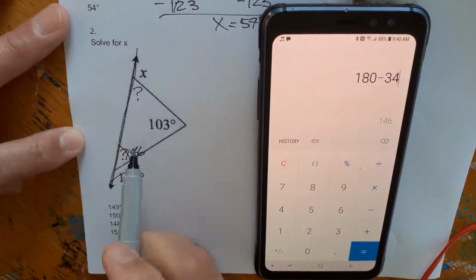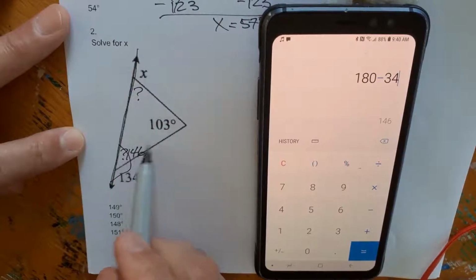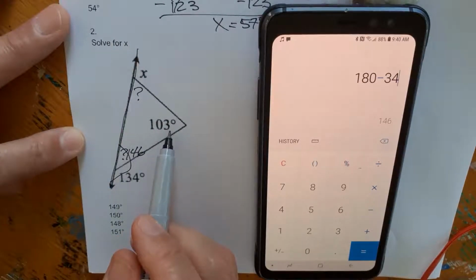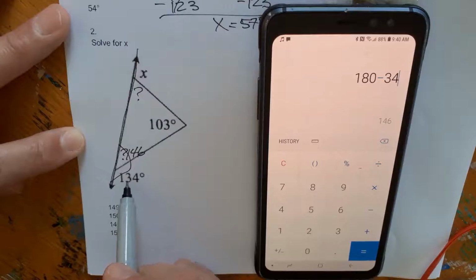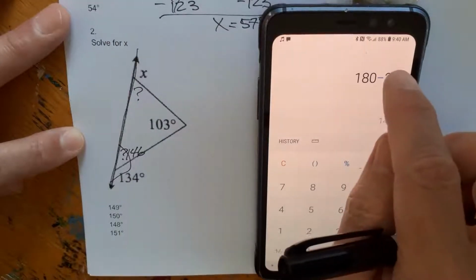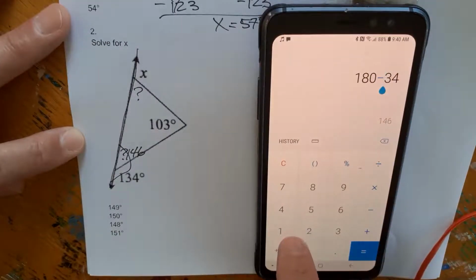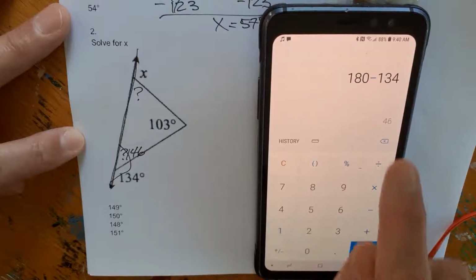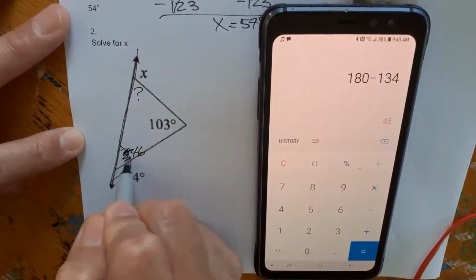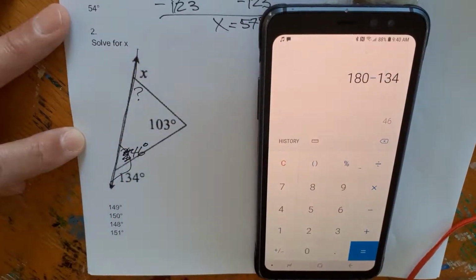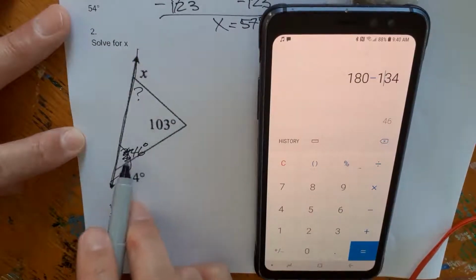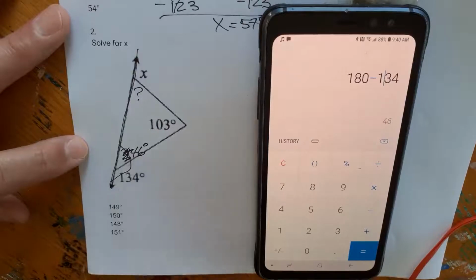This angle here has got to be 180 minus 146 and 103, which is a problem. Oops. That is a problem. If I type this in right, 180 minus 134 is 46. All right, there you go. I'm modeling for you exactly how this works. And why did I know that's wrong? Because my angles added up to 200 degrees plus. So my brain starts to think otherwise.